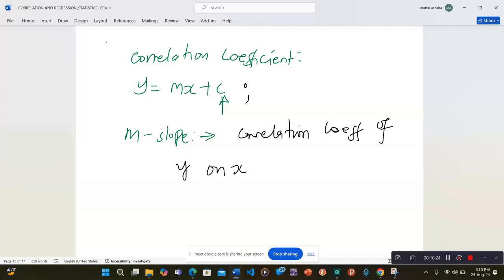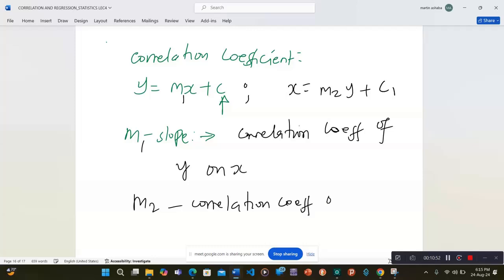Now, if I make x the subject of the formula, so that I have x is equal to, let me say this was m1, so that I have maybe m2 y plus maybe c1, then m2 becomes the regression coefficient of x on y.